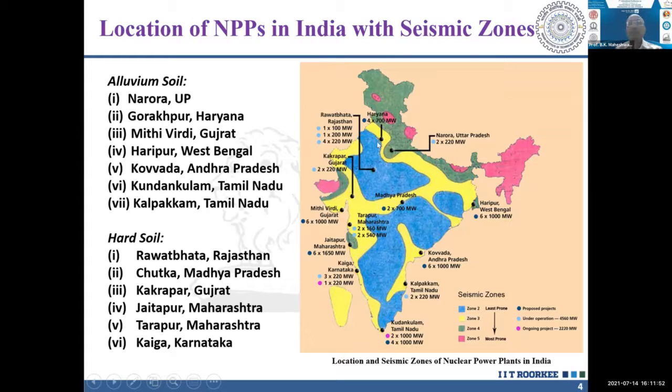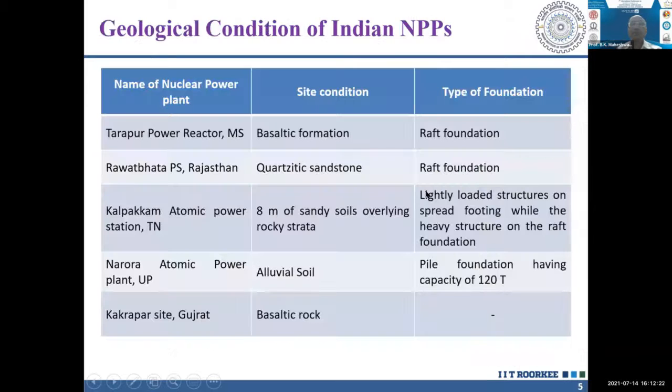We also worked on liquefaction for the nuclear power plant at Gorakhpur, Haryana, which is in seismic zone 3 and on alluvium soil. You see the list: in Gujarat, Mithi Virdi, Haripur, Kovvada, and then in Tamil Nadu, both are on alluvium soil. But of course, they are in the second and third zones, not in the fourth zone. So that means this research is required in the country because some NPPs are already there, and many others are coming on alluvium soil.